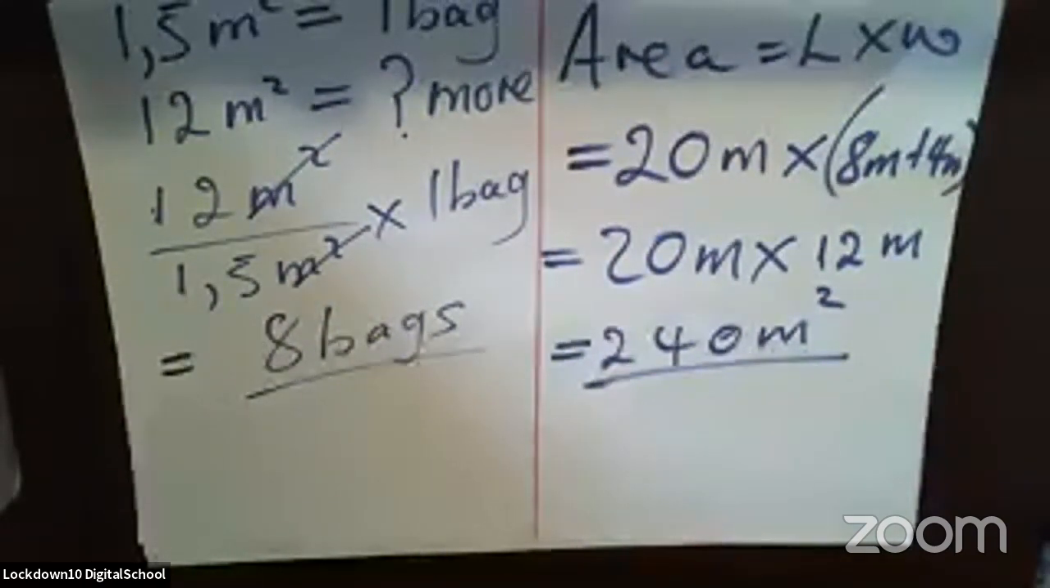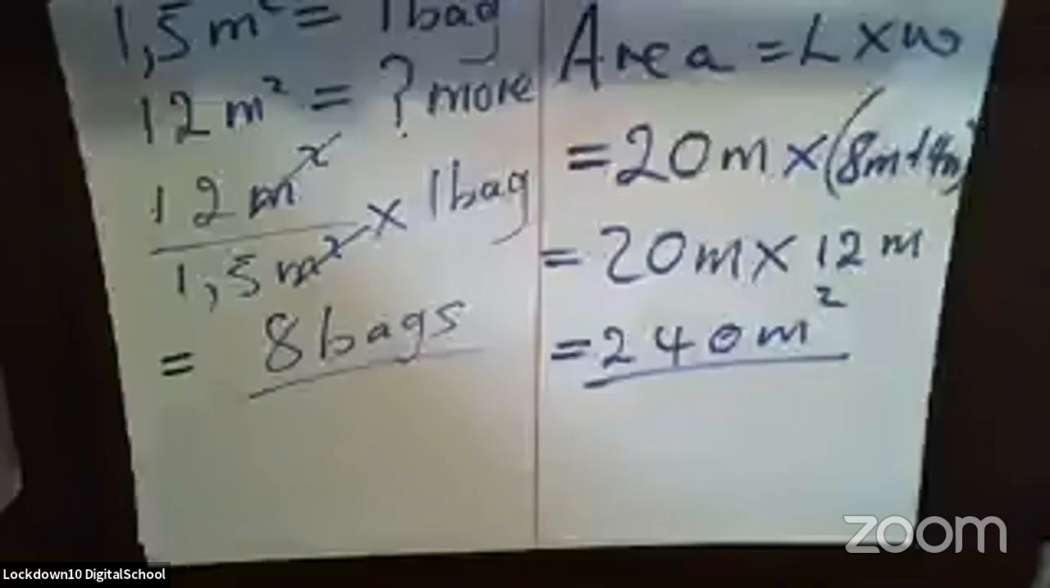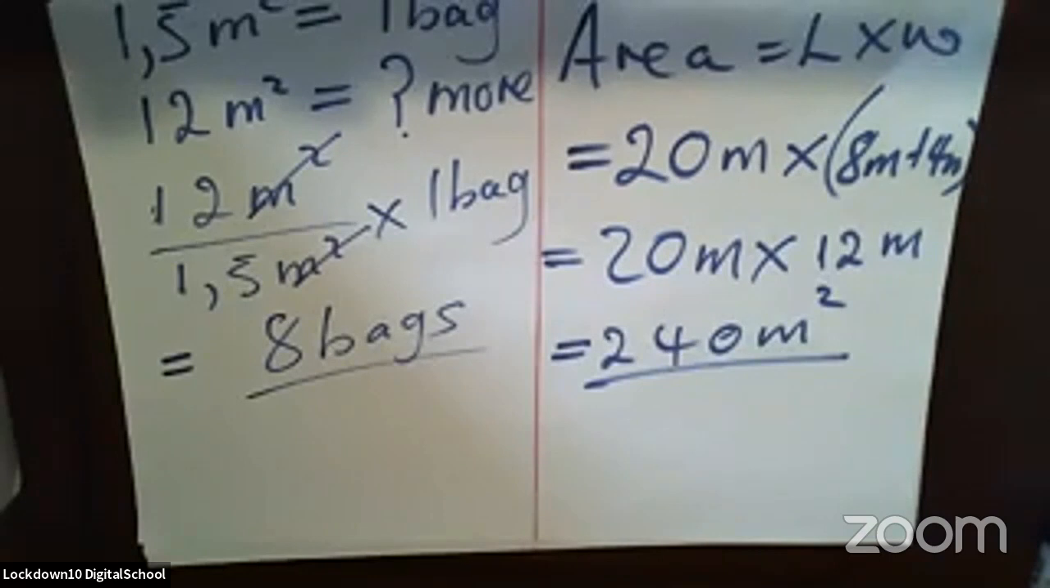Sorry about that, it seems like I'm having a problem with my mouse. Okay, so we have 240 meters squared. That is the area of the property.